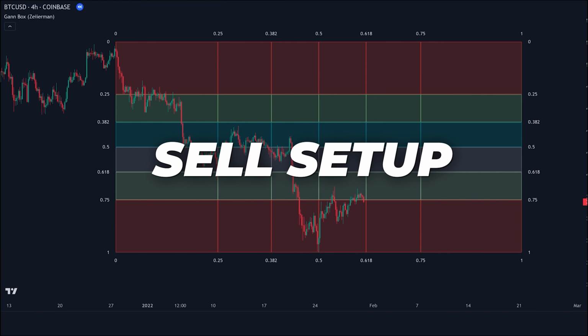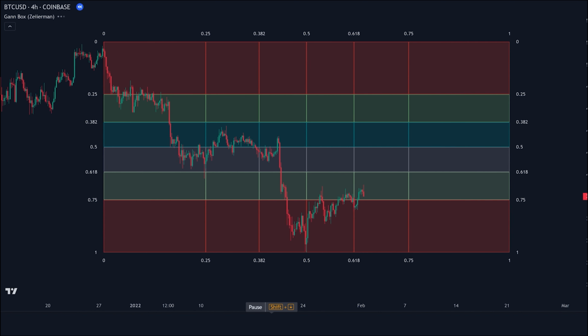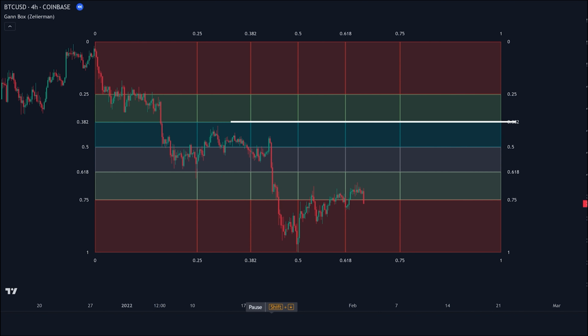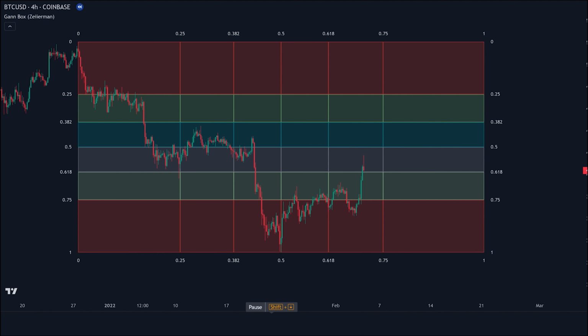Sell trade setup. The Gann box identifies a swing high point and a swing low point, indicating that the trend is currently bearish. Next, you should wait for the price to retrace to the 0.5 or 0.382 levels. These levels should indicate potential resistance, and the price should be trading below them.